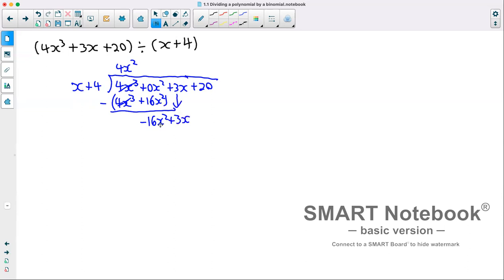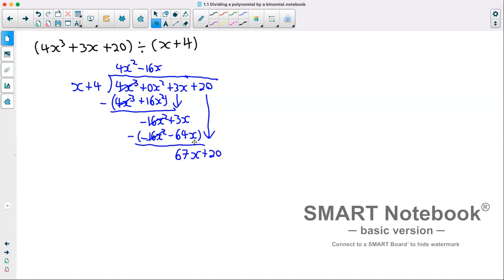So x goes in -16x squared, -16x times. So -16x times x is -16x squared. -16x times 4 is -64x. We're subtracting these. So these cancel out, and we've got 3x minus -64x, that's 67x. We bring down our 20.